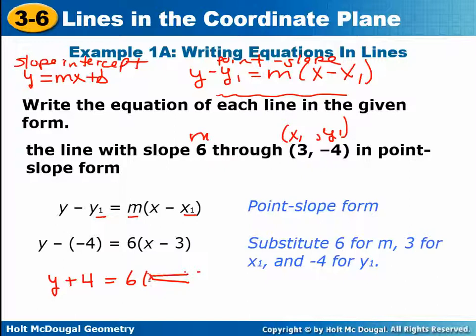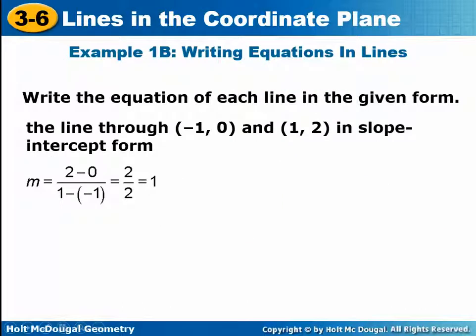Okay, well something is going on with my pen, but that says x minus 3. Okay, write the equation of each line in given form. The line through negative 1, 0 and 1, 2 in slope-intercept form. They're giving us this so that we can find the slope.